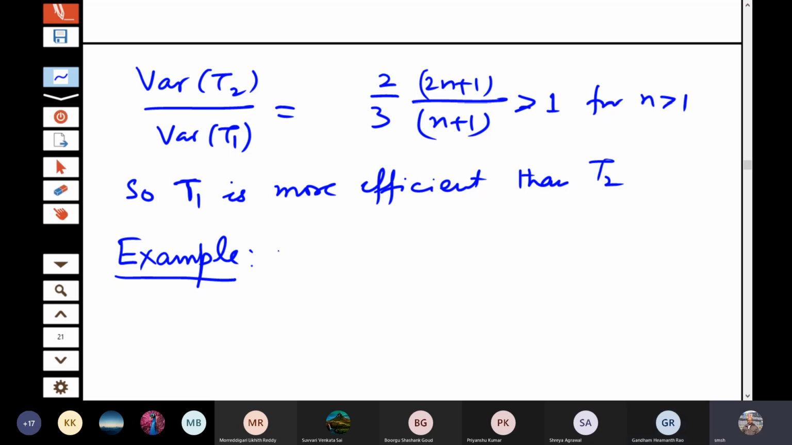So let me take another example. Let x1, x2, ..., xn follow normal 0, sigma square. We have already seen that for sigma square, we can consider estimators like 1 by n sigma xi minus x bar square, 1 by n minus 1 sigma xi minus x bar square, etc. We have also compared their mean squared errors. But here, in place of sigma square, let us consider estimation of the standard deviation, that is sigma.